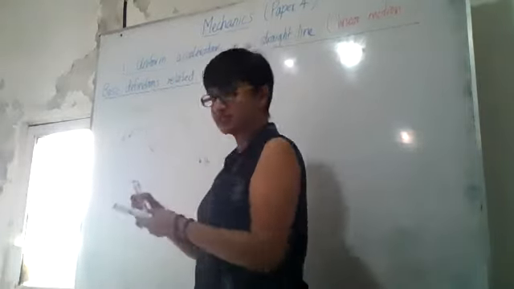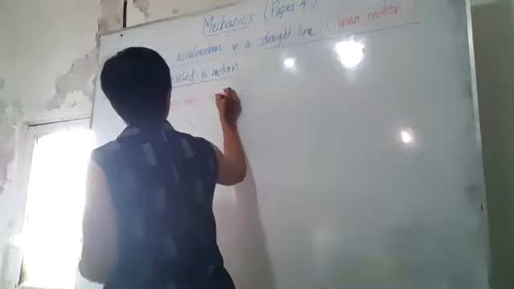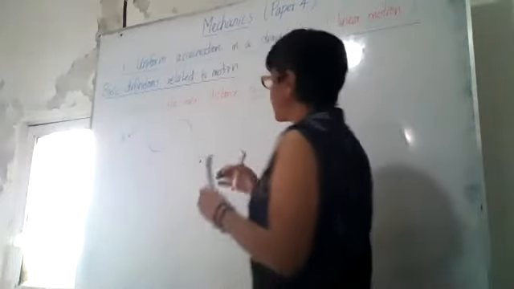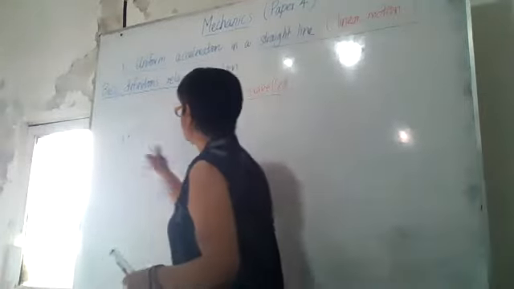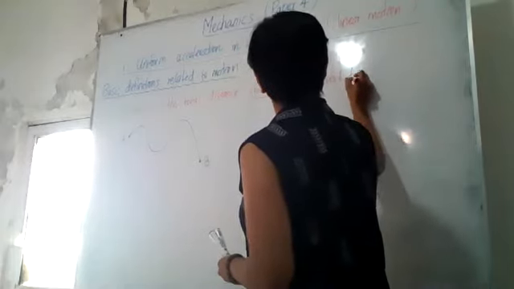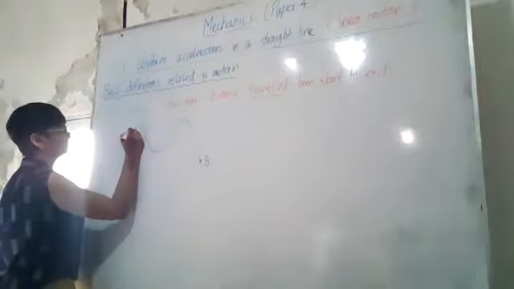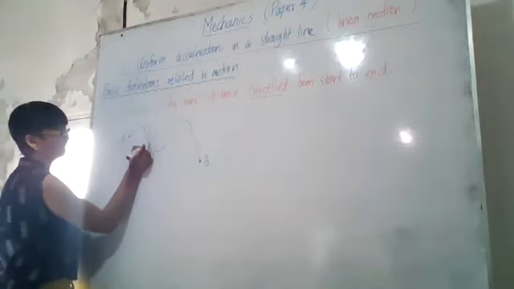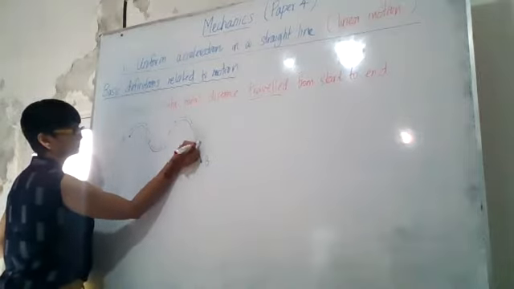So the distance definition is the total distance traveled. The key word is traveled. The total distance you actually traveled from start to end. From start to end. So you would have to go like that and think about the whole distance. This is what distance is.